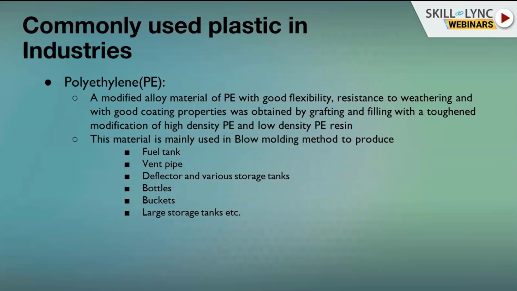In low density polyethylene, the density of the material will be about 0.1 gram per centimeter cube, and it can withstand temperatures up to 80 degrees Celsius. In high density polyethylene, the density will be about 0.97 gram per centimeter cube, and it can withstand more than 100 degrees Celsius. Since these are used in plumbing and sanitary works, the main components made from these plastics are fuel tanks, vent pipes, deflectors, and various storage tanks, bottles, buckets, and large storage tanks, etc.